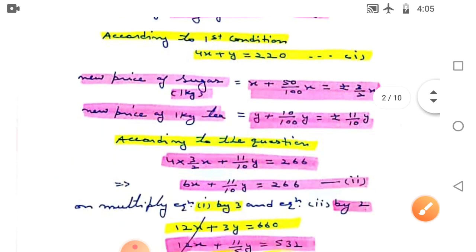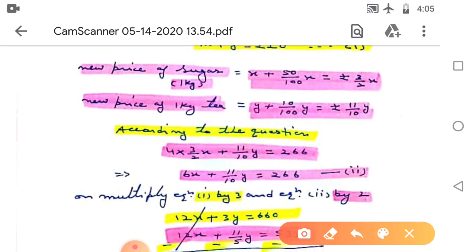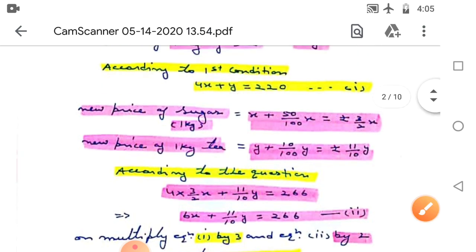Clear? Now 4 kilogram of sugar, that is 4 into 3 by 2x, plus 1 kilogram of tea, 11 upon 10 into y, is equal to 266. This is according to the second condition. Clear? So take the LCM, solve it. This is 6x plus 11 upon 10 y is equal to 266.